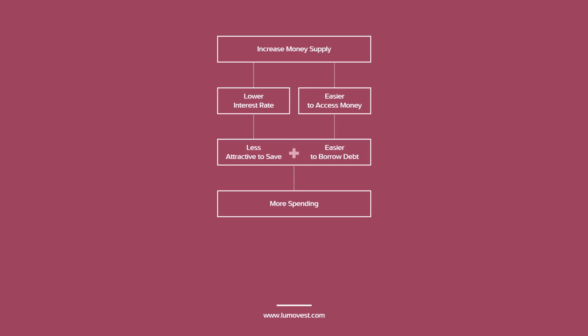All of these encourage people to spend money. Therefore, by increasing the supply of money in the economy, it becomes easier to access money. Interest rate is reduced, and this encourages consumer, business, and government spending, which increases GDP.